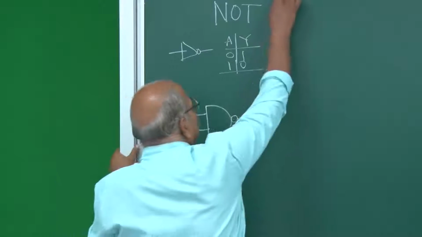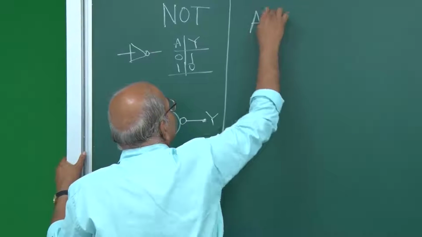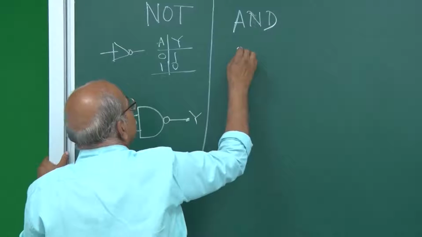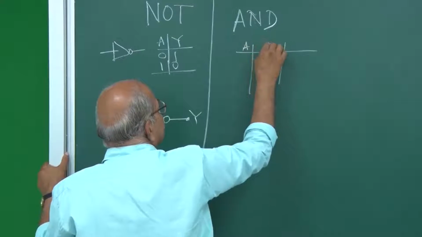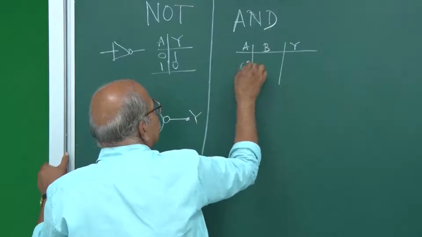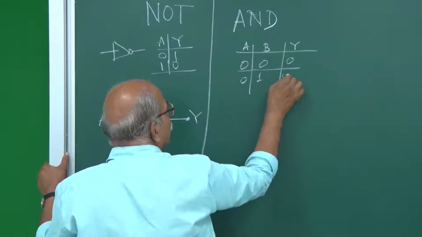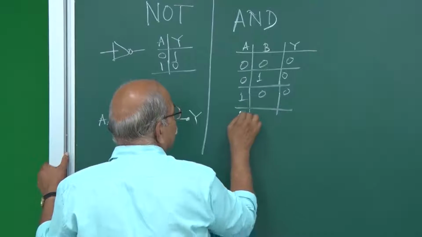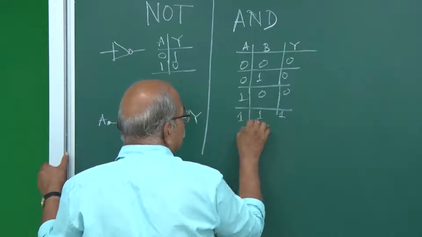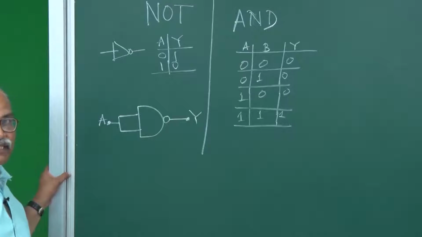How do I get AND? How do I get an AND gate? So for the AND gate, the truth table is A, B and Y, like that. So 0, 0 should be 0, then 0, 1 should be 0, 1, 0 should be 0, and 1, 1 should be 1. So this is what I need. For this, 2 NAND gates are needed.